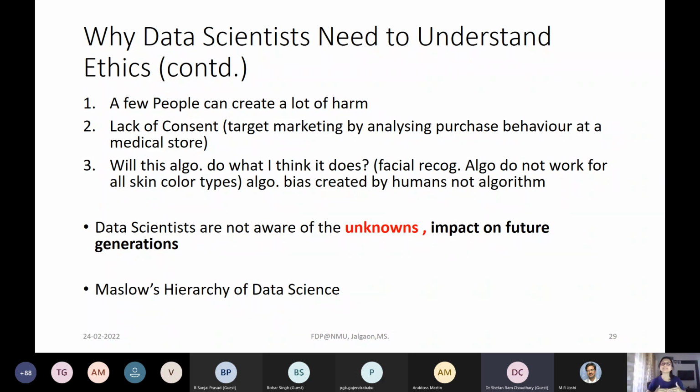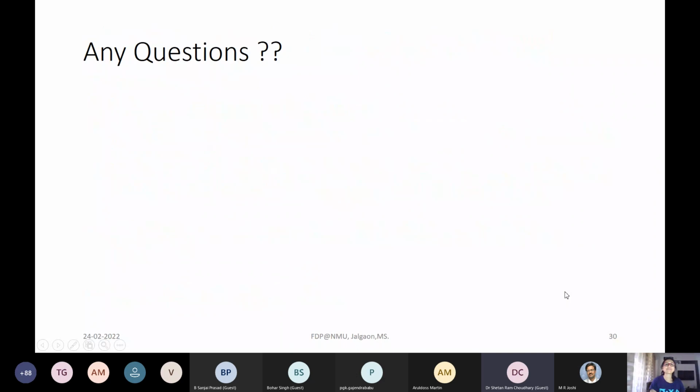Once the basics are satisfied, then you would go for job satisfaction. You wouldn't first go for job satisfaction, right? So first you want the basics, then you go for higher and then higher and then higher, right? So she has made, on those lines, a hierarchy structure for data science. I think you should go through it.